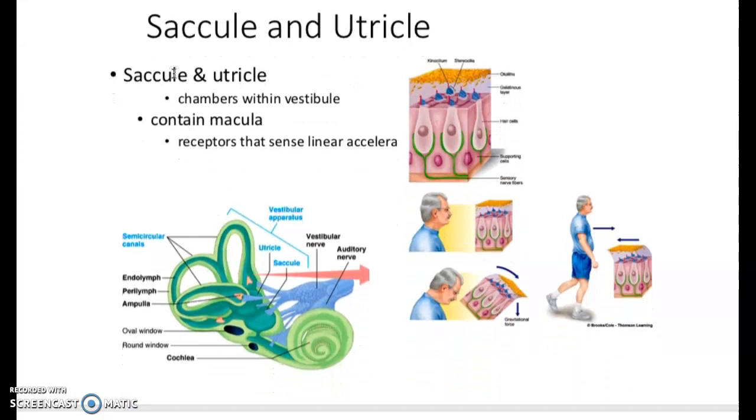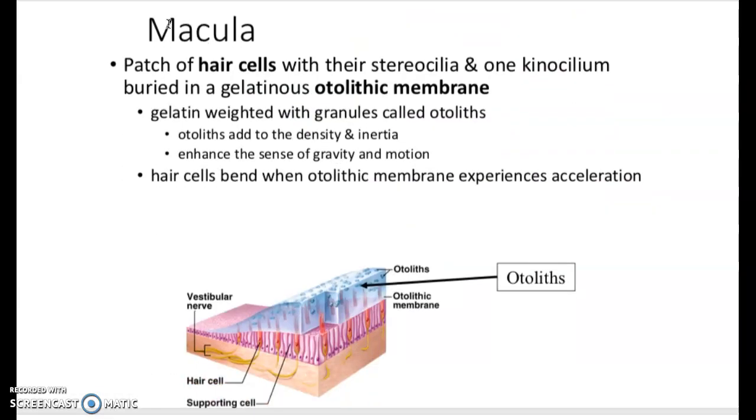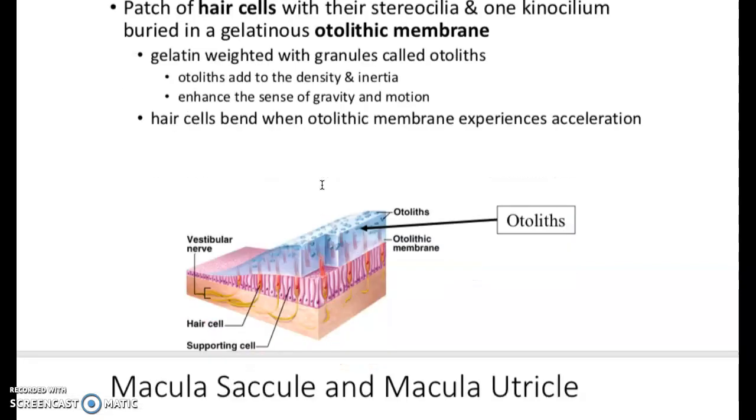So the saccule and the utricle are different chambers within the vestibule, and they contain the macula that senses your movement forward, so linear acceleration. In the macula, there are little hair cells, very similar to in the cochlea, and they do the same thing as in the cochlea. So when they bend, they open and they can send signals. Different cells will be triggered, bent, based on what type of movement you're having.